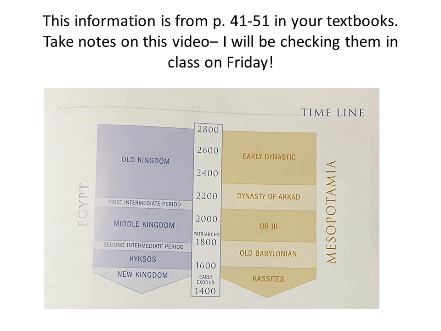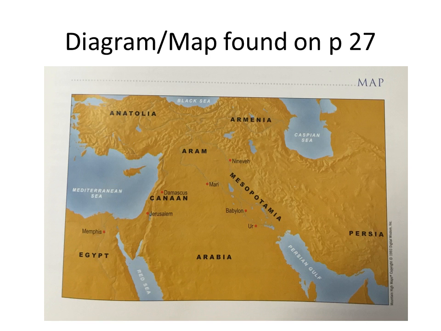Another thing I want you to notice, underneath patriarchs, it says early Exodus. That's because there are two possible dates for the Exodus, but the earlier of those two dates would take place right around there, when the New Kingdom was in charge in Egypt and the Kassites were in power in Mesopotamia.